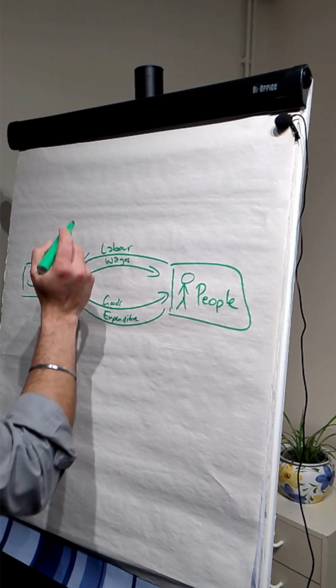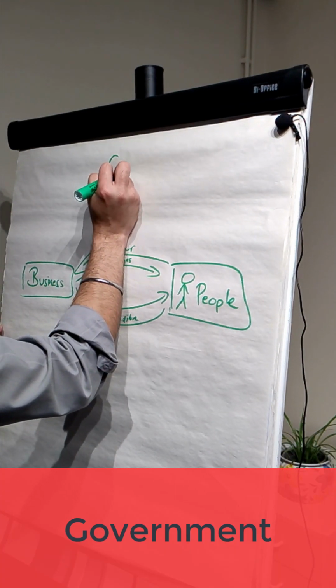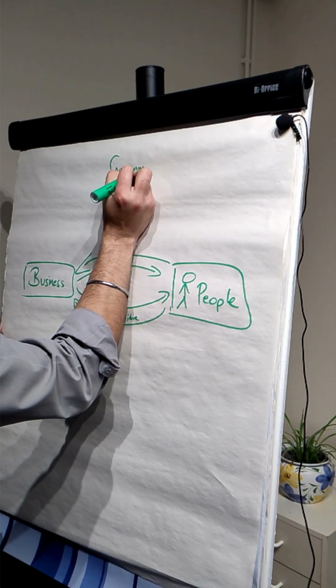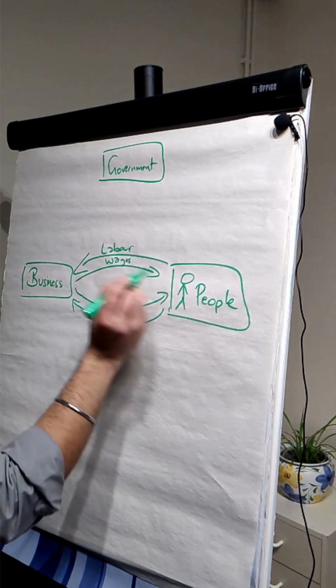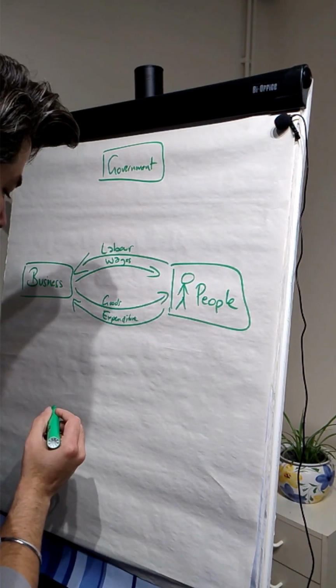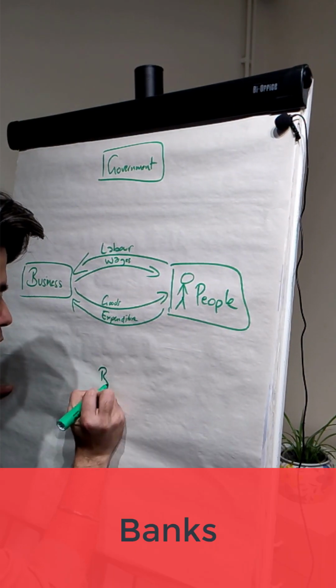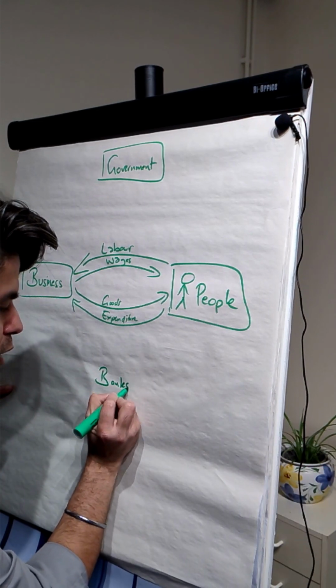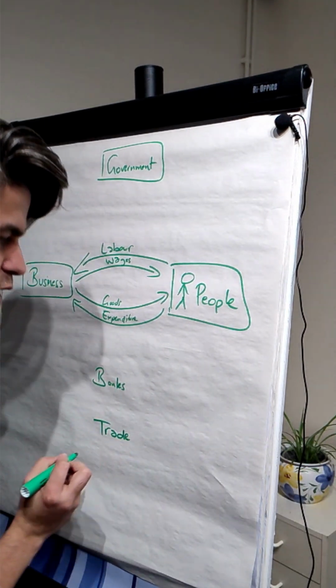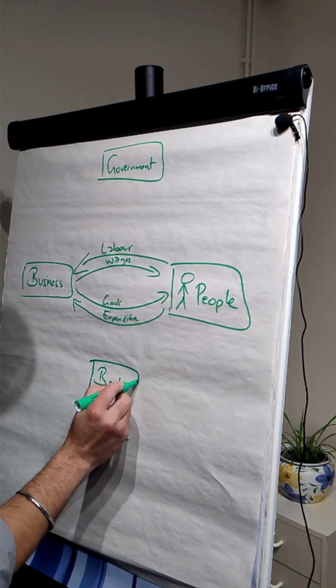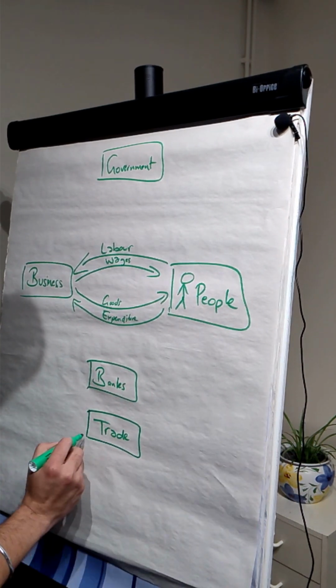Who's the other main player? Government. What does government do? Government is like the parent. It's making sure that the children behave. They don't take advantage of each other. Other main players are your banks and your trade. Foreign trade. So banks and your foreign trade.